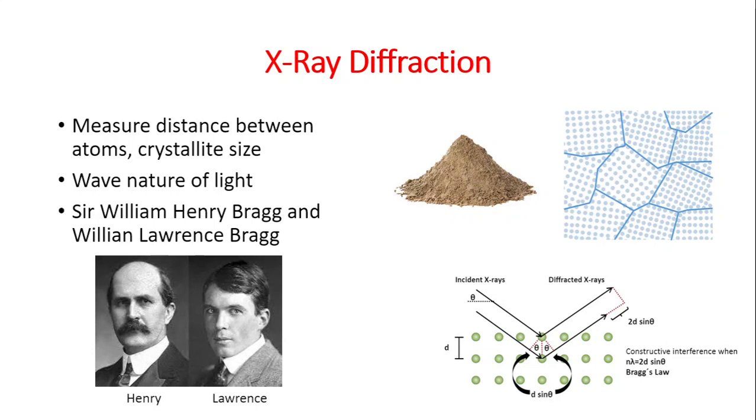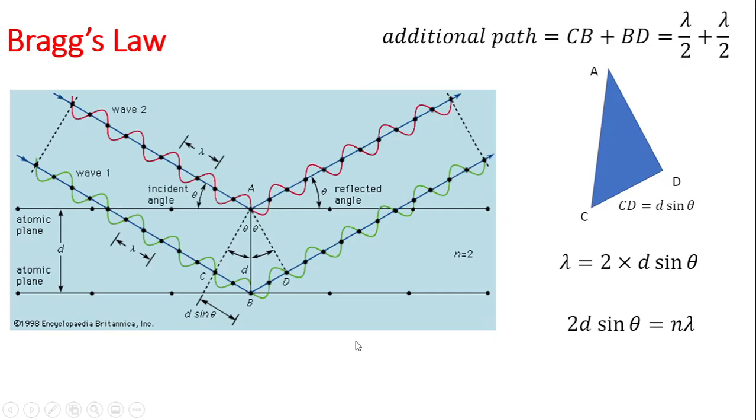So if you have a material like this and if you look under the electron microscope, you'll see that it has different crystallites shown by the blue borders, and within each of these crystallites you have atoms arranged in a specific way. And so this technique is basically used to determine the distance between the atoms within each of these crystallites and also determine the size of these crystallites. So this technique is actually based on something called Bragg's law.